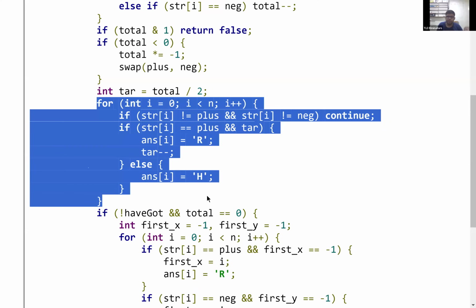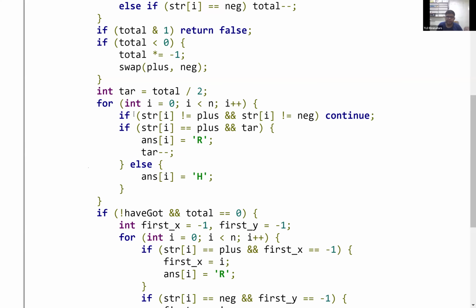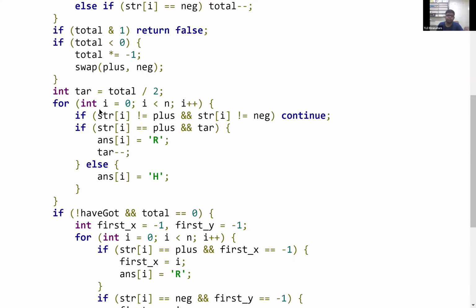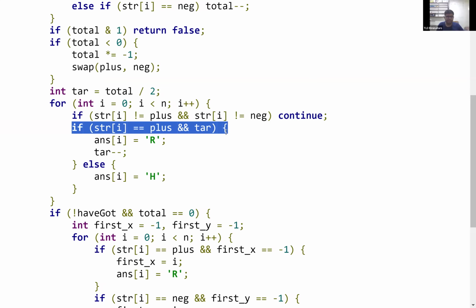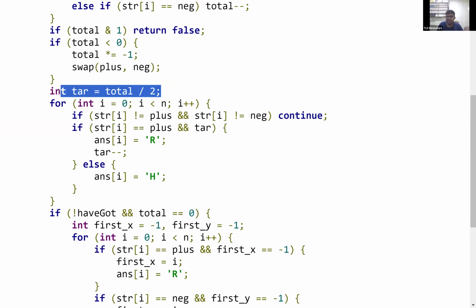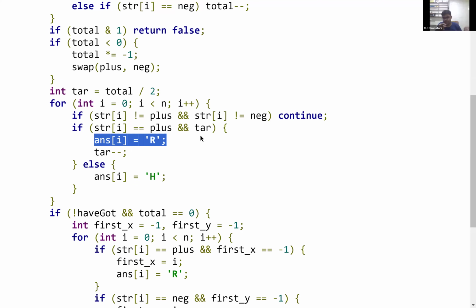Then I'm going on to each and every character, and there are some if-else conditions. First of all, if the current character is neither the positive guy nor the negative guy, then just skip. Otherwise, in case it is the direction which is coming up more number of times, and the target, like target is the number of times I have to choose that. If it is positive, then I will just print answer and reduce the value of target. Otherwise, I will just put a helicopter there.